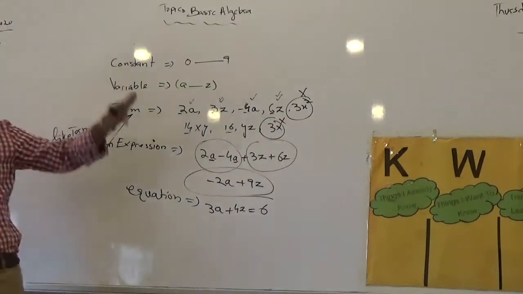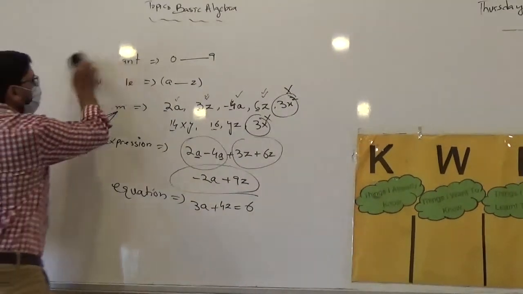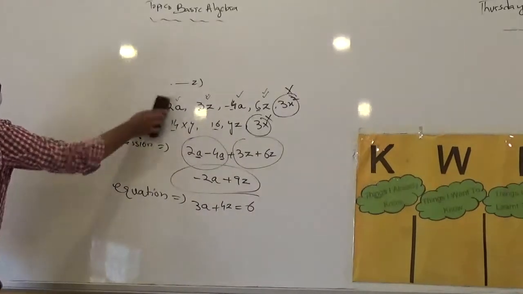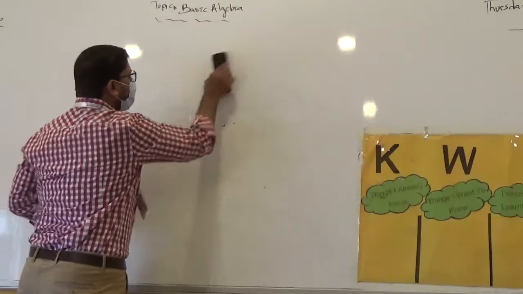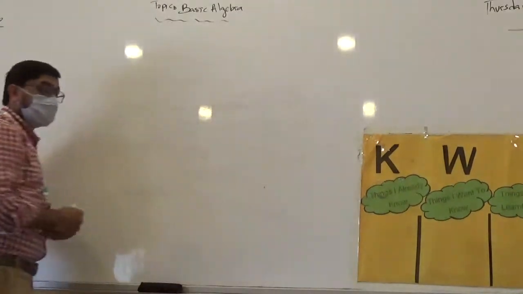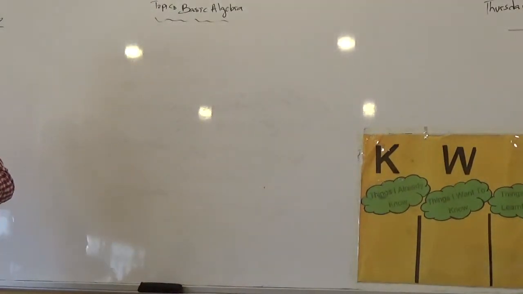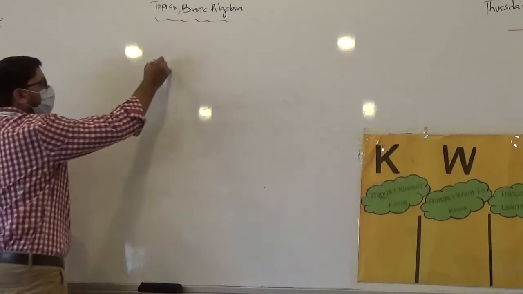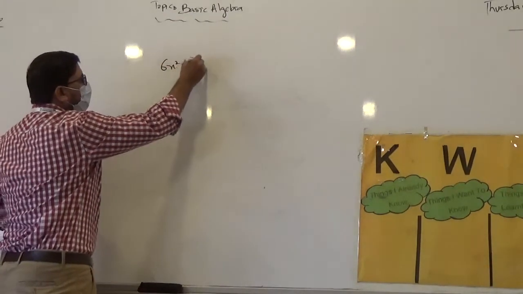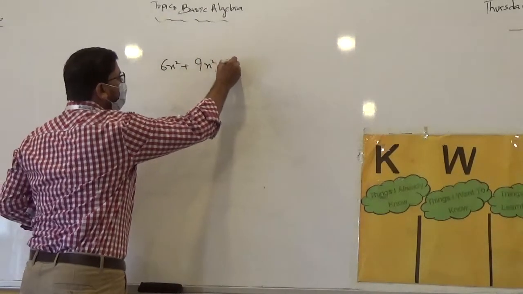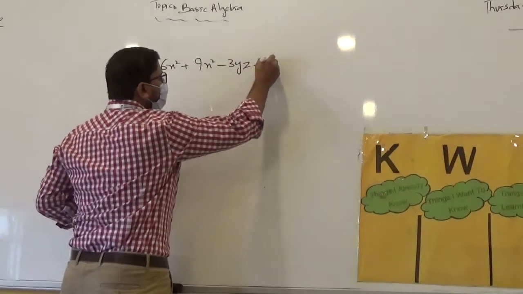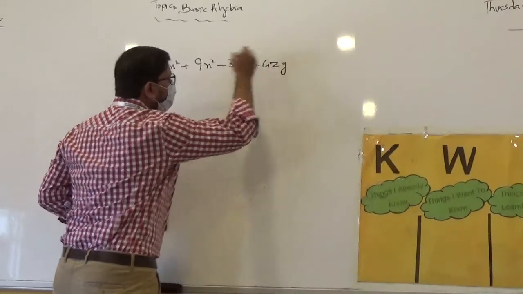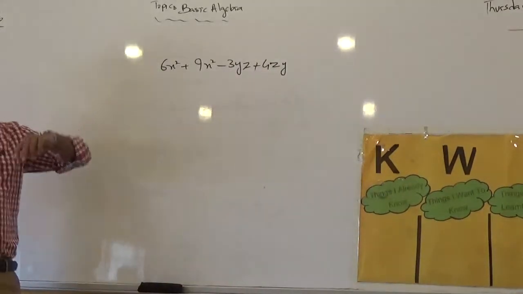So these are the very basic things. By keeping these things in our mind, we'll solve a few examples related to expansions and simplifications of algebraic expressions. First of all, simplification: 6x squared plus 9x squared minus 3yz plus 4zy. You are being asked to simplify this one.